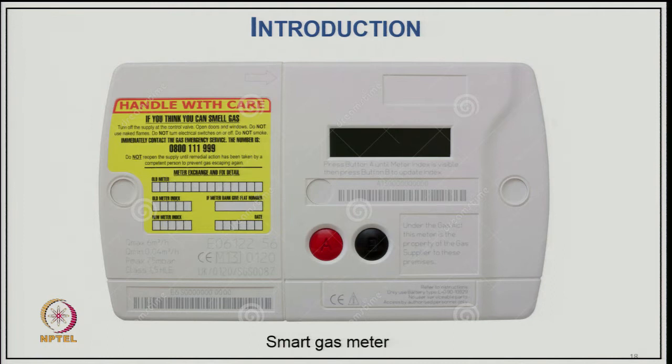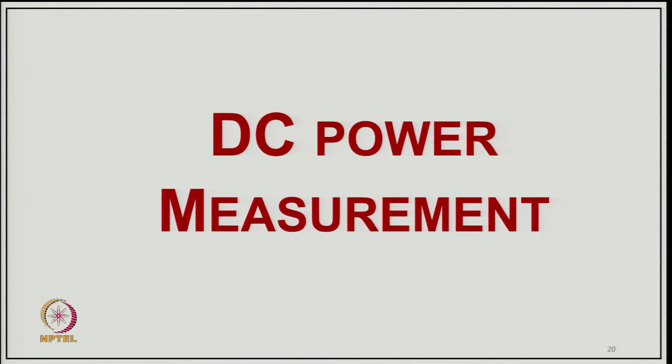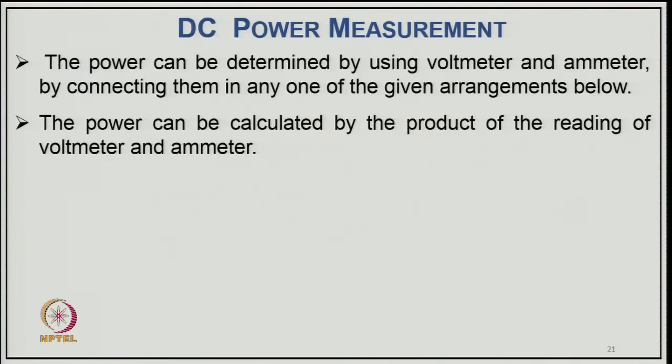Then, on a similar line, you have a smart gas meter. The concept of the smart gas meter is again that whatever reading you are taking is already getting communicated and accounted for in the communication system. Then you have a smart metering communication system, which I was mentioning, where you take the wide area network, and all the data from different houses or different appliances, the readings of all these, go to the network.